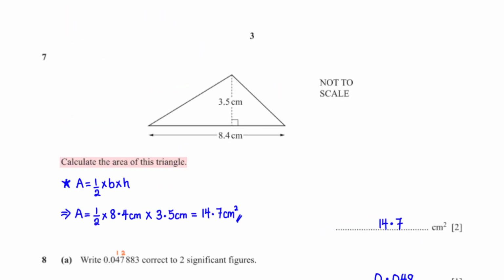Calculate the area of this triangle. For this triangle, we know its base and perpendicular height, so we can use this formula to find its area. The base b is 8.4 centimeters and the perpendicular height h is 3.5 centimeters. When we type this into the calculator, we get 14.7 centimeters squared.